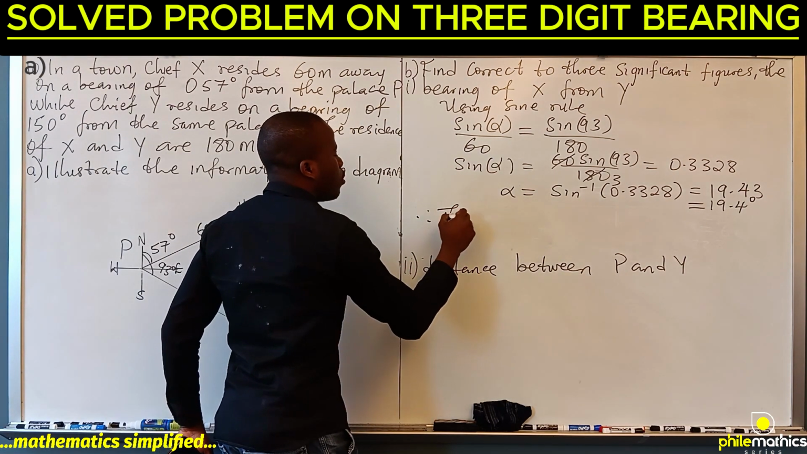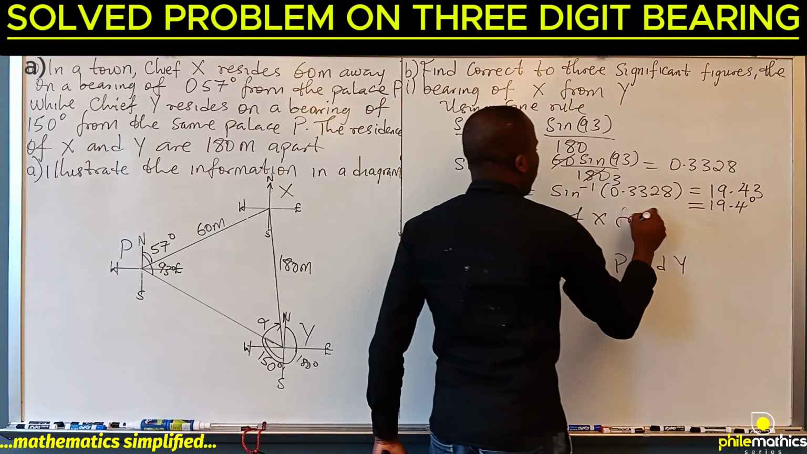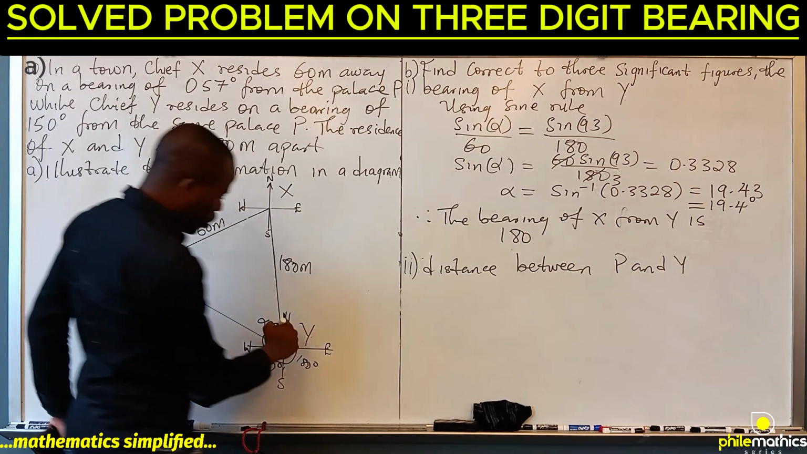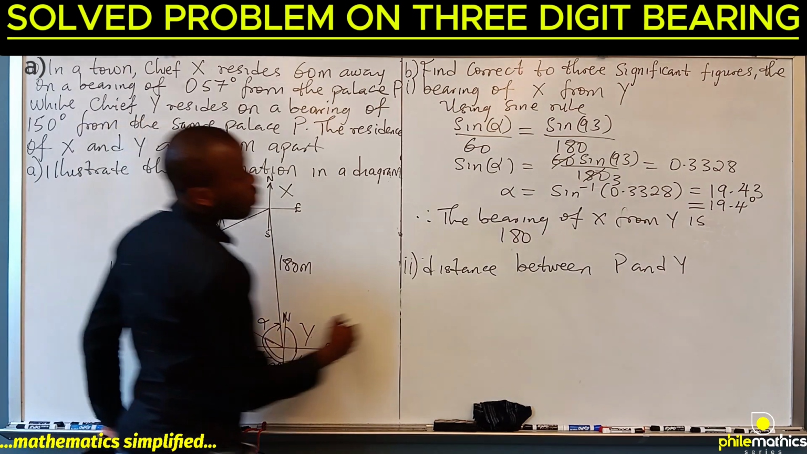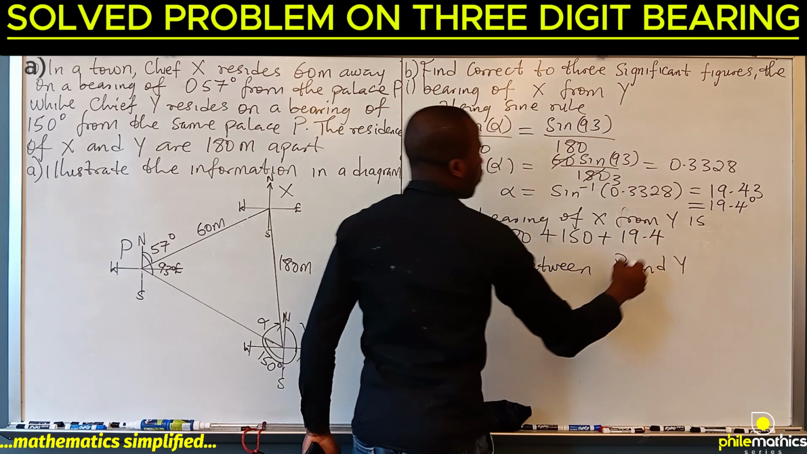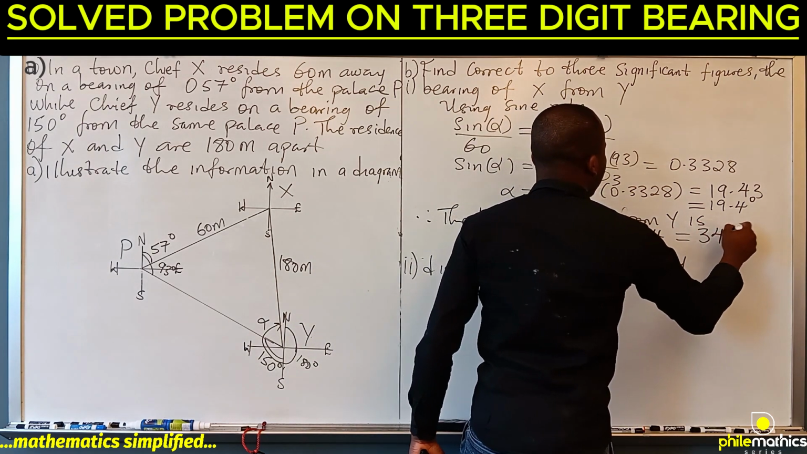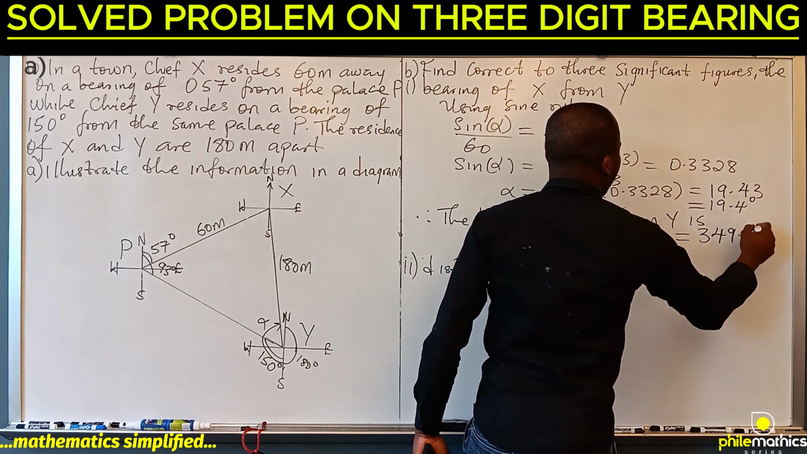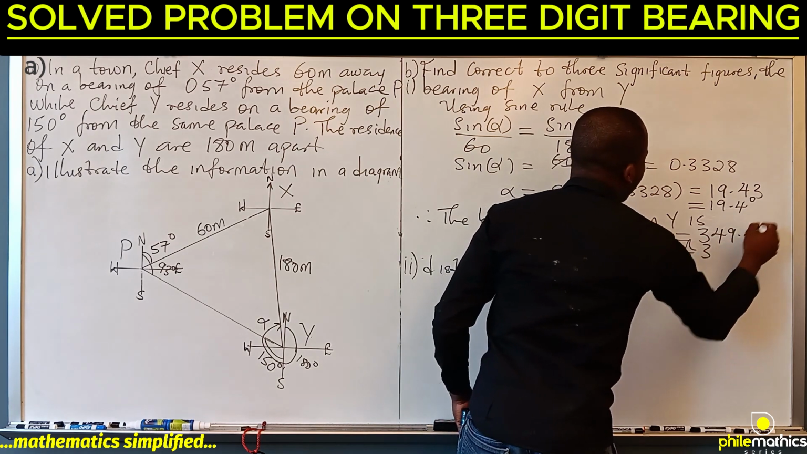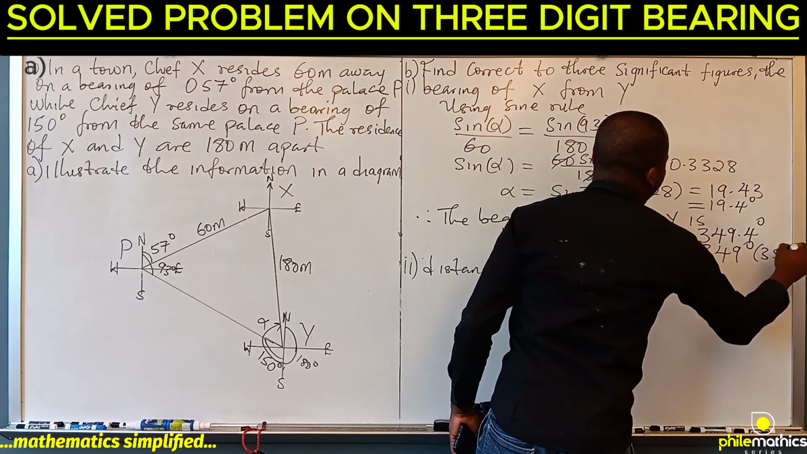Therefore, the bearing of X from Y is 180, which is this, plus 150 plus 19.4. If we sum this, we'll have 349.4 degrees. So to three significant figures, it will be approximately 349 degrees.